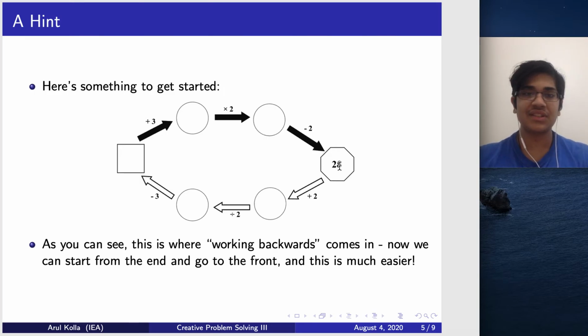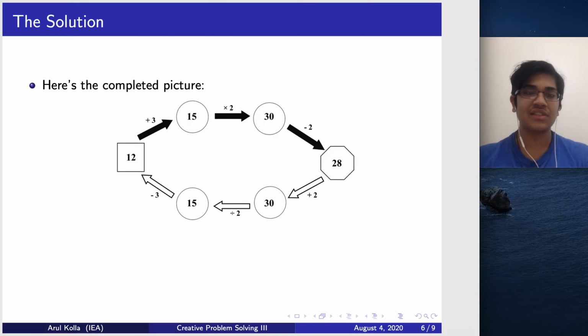So you can sort of see that every time we do an operation, to figure out the original number, we sort of take the operation and flip it. So that's what we're doing here. We're taking this negative 2, flipping it to get plus 2, and this goes to 30. We're taking this times 2 and dividing by 2, and this goes to 15, and this is the full picture.